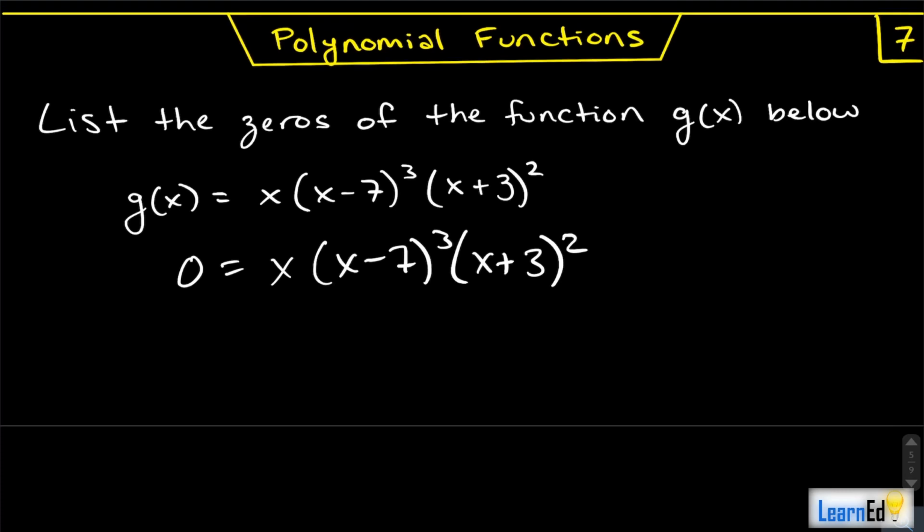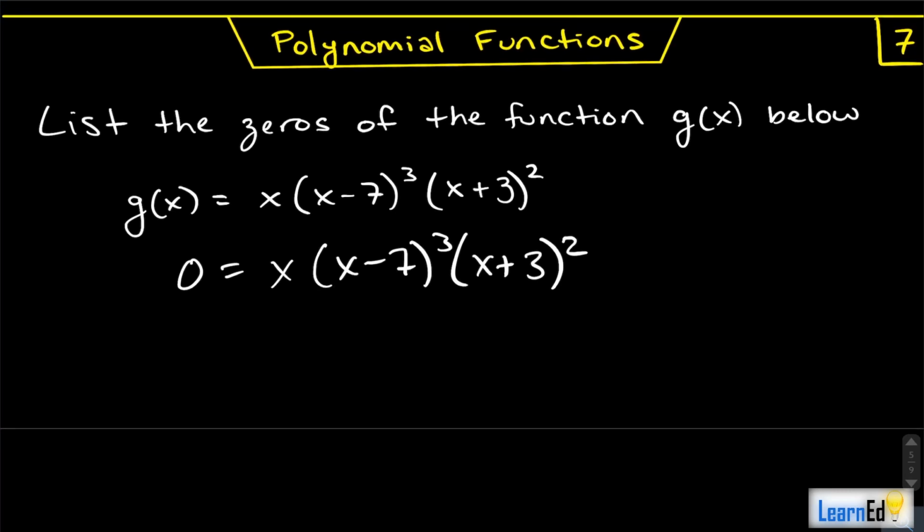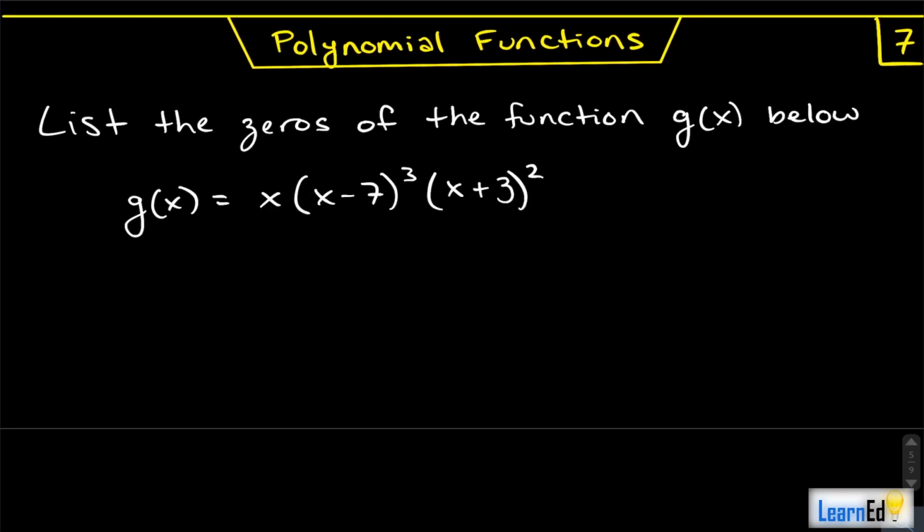Moving on to problem 7, and now talking about polynomial functions. We want to list the zeros of the function g of x below, and g of x here is x times the quantity x minus 7 cubed, and times the quantity x plus 3 squared. So we want to list the zeros. In other words, what values of x can make this thing 0?